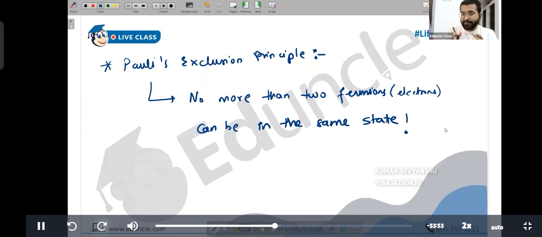Basically, in one particular energy state, people, in one particular energy level, at maximum we can have only 2 electrons. In one state, we can have at maximum only 2 electrons or protons. Protons are also fermions.